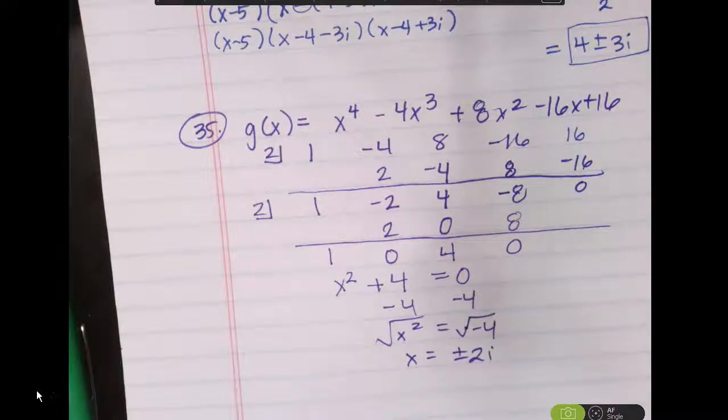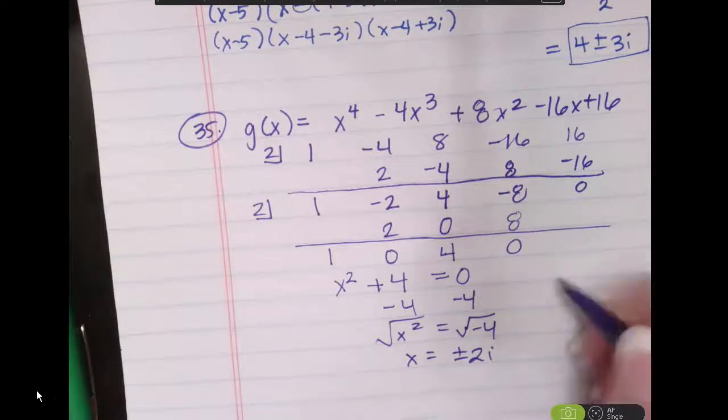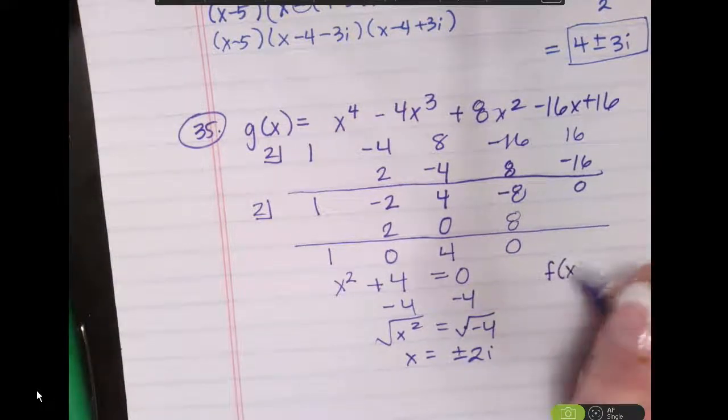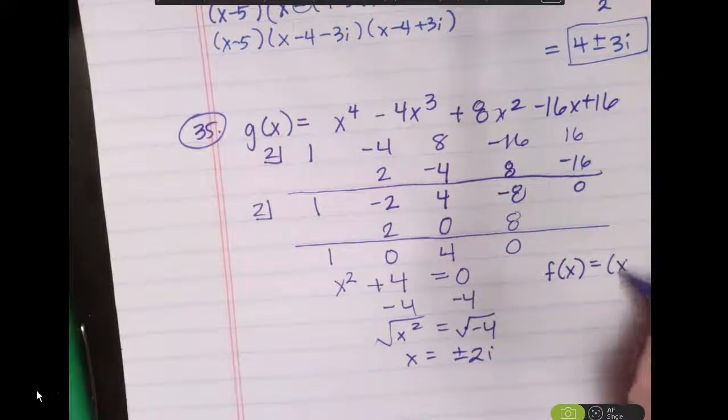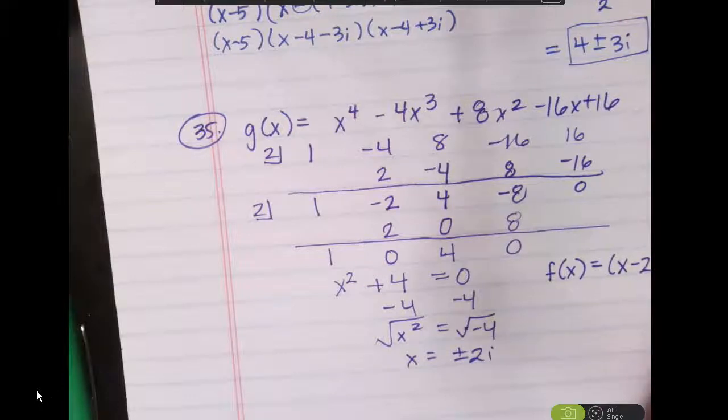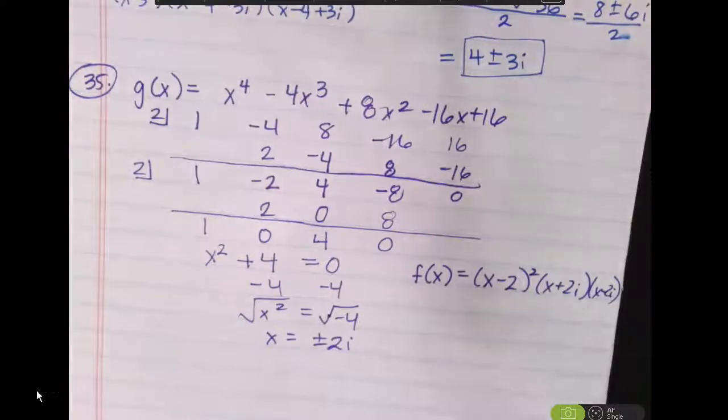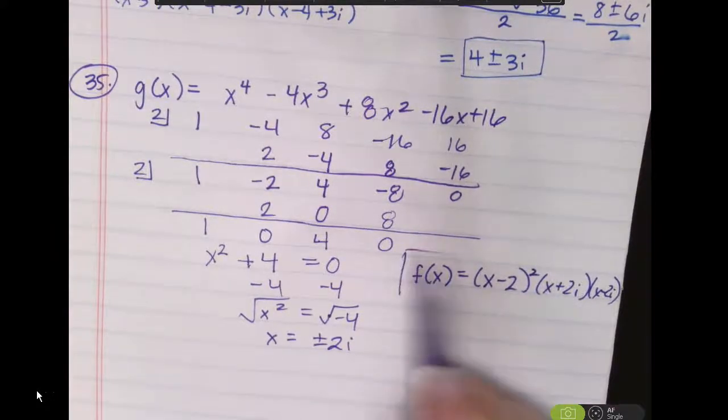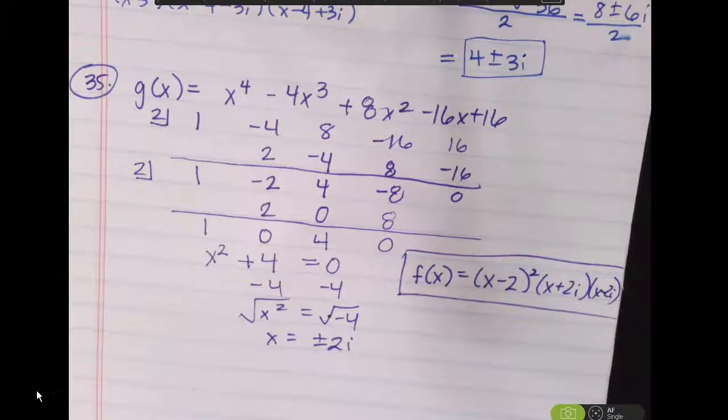So I verified the results graphically, which means there's no other place that it crosses the x-axis, and I want to write the polynomial as a product of factors. So we're going to have (x minus 2) squared, (x plus 2i), (x minus 2i). That's way over at the edge of the page, so let me slide this over. So this here is my solution for number 35.